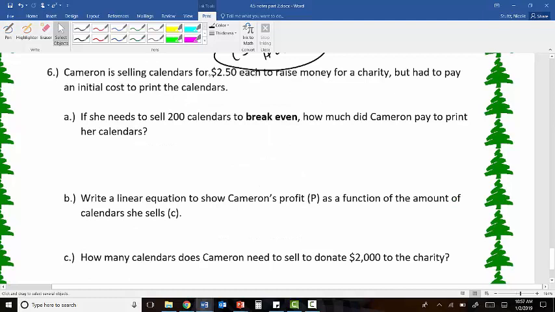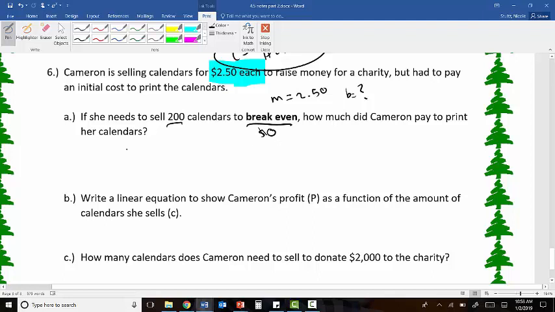Last but not least, Cameron is selling calendars for $2.50 each to raise money for charity. So right there, $2.50 each, that is a slope. So if I were you, I'd write that your slope is $2.50. However, it says she had to pay a startup fee, but it doesn't say what B is. So I'm really not sure what B is. So I'm going to have to keep reading through and try to get some info. 200 calendars causes us to break even. Break even means $0.